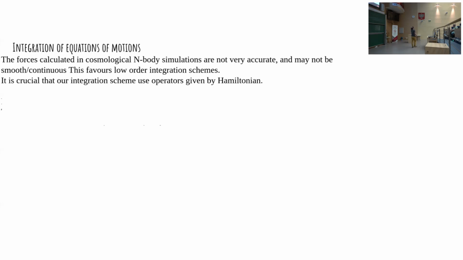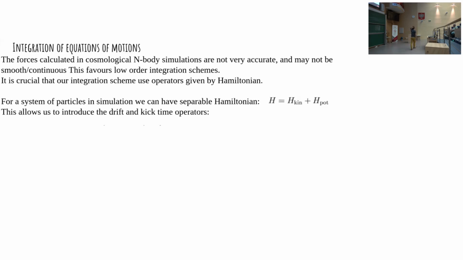So it's crucial in our time integration that we use operators that are Hamiltonian, because non-Hamiltonian operators have very unwanted properties, for example very bad energy conservation. So we need to use Hamiltonians, and usually in cosmology, we approximate the full particle Hamiltonian by a Hamiltonian that is separable, into a kinetic part and a potential part. And this allows us to introduce two different time operators that are going to do two different things as a function of time, and they're going to act on the particle. We have drift and kick time operators. So they look like this.